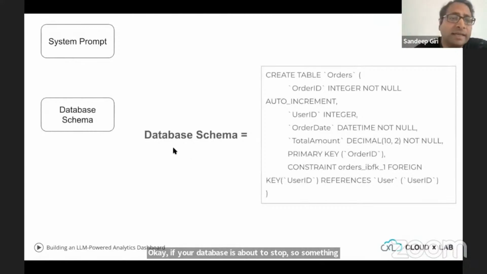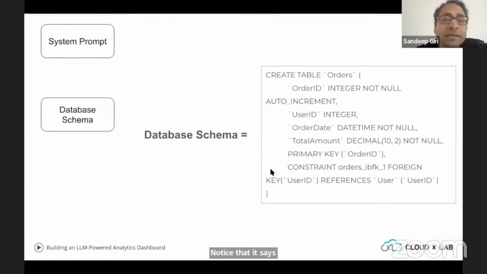Now, the database schema in detail should be as clear as possible. Here is an example of a database schema. Here we have one table; there could be multiple tables. So we are saying create table orders. This is how you define schema. Notice that it says create, but we are not creating the table. We are just expressing how to create this table. Essentially, large language models understand create table statements better than anything else.